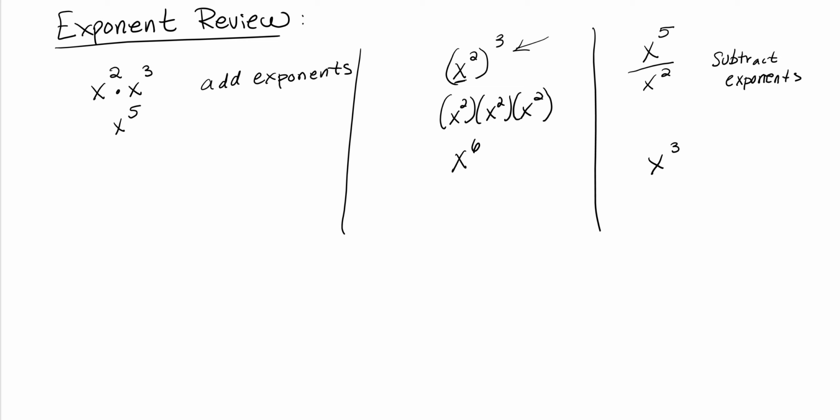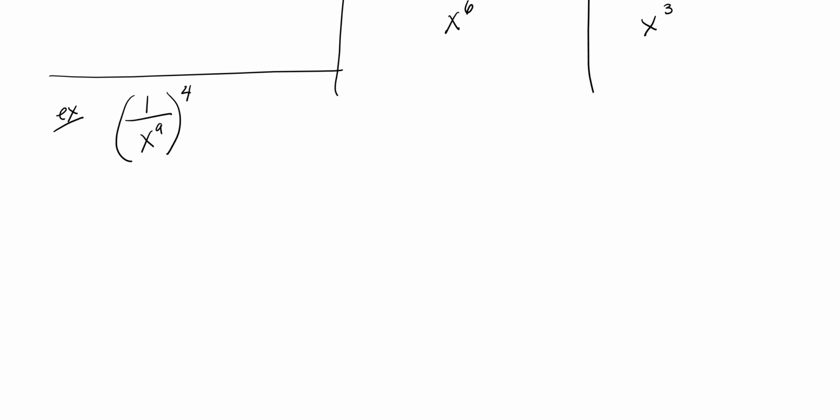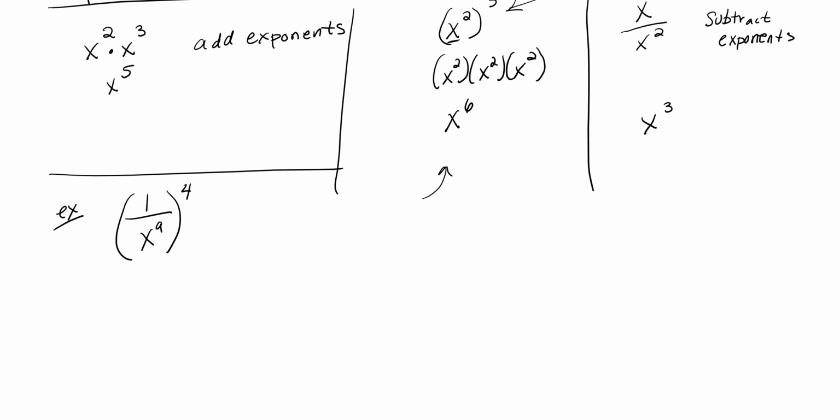So that's a quick review of just very, very basic exponent rules. What happens if we have something more complicated? So let's look at another example. Let's say I have an example that is 1 over x to the 9th, all to the 4th. Okay, so there's a lot going on here because what I could do is write this as 1 over x to the 9th multiplied together 4 times. But if you think about that, that's actually going to be x to the 9th in the denominator 4 times, which would end up being similar to what we talked about up here with the power rule.